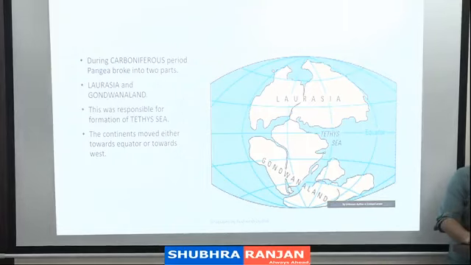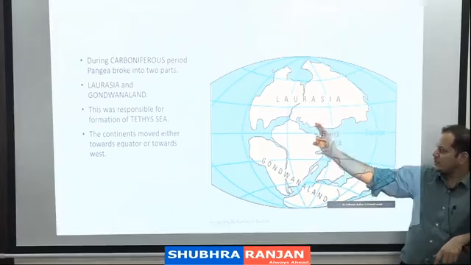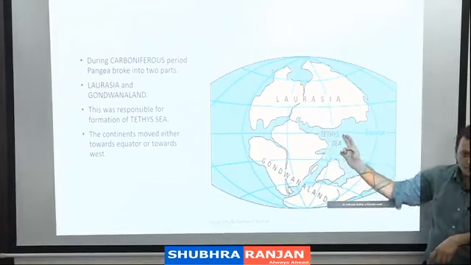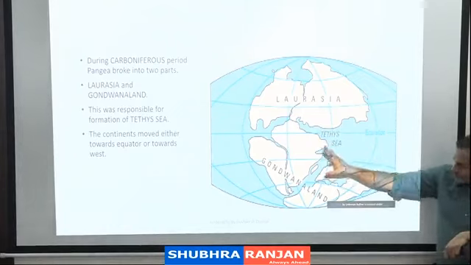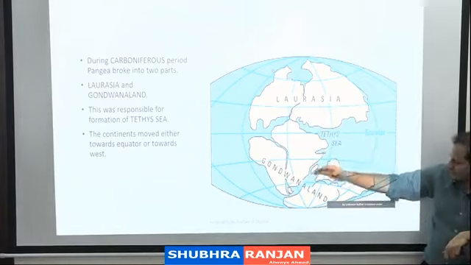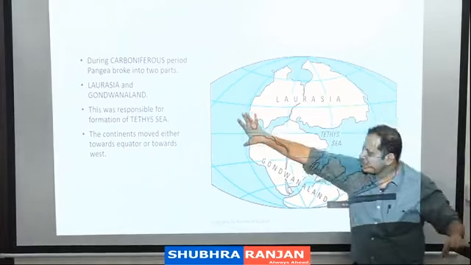That is, during the Carboniferous period, Pangaea broke into two parts, Laurasia land and Gondwana land, and this was responsible for the formation of the Tethys Sea. The continents either moved northwards or westwards. Northwards means equatorwards, or westwards. All of these went towards the west.